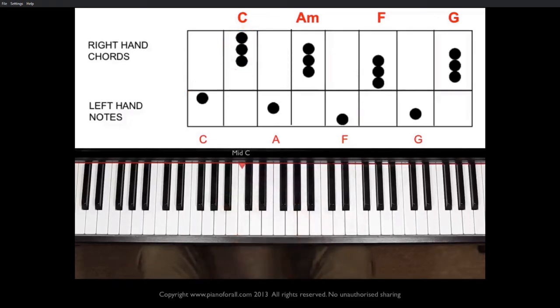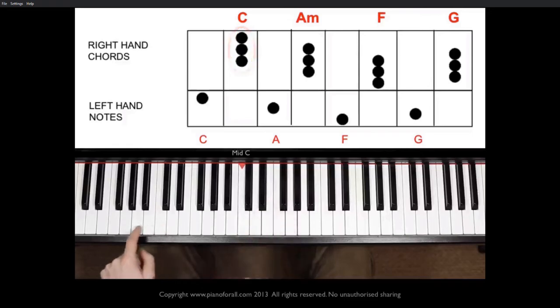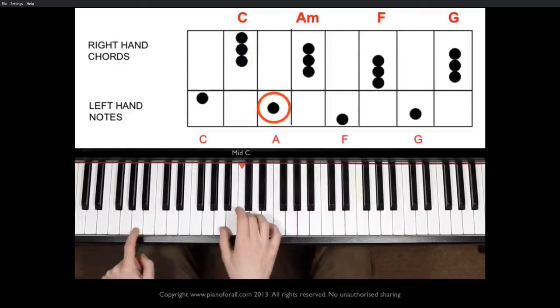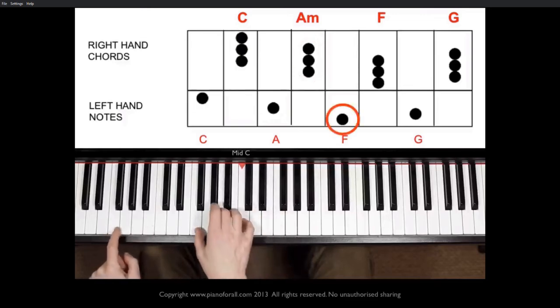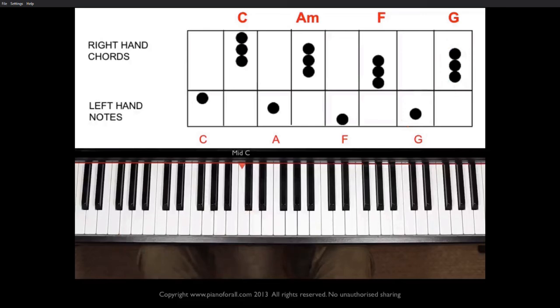So the pattern you just played could be written in the following way. C note, single dot, followed by C chord, 3 vertical dots. And the A note, dot, followed by 3 vertical notes again for A minor, then F, followed by F chord, G, followed by G chord. So that would work much better than using keyboard diagrams.